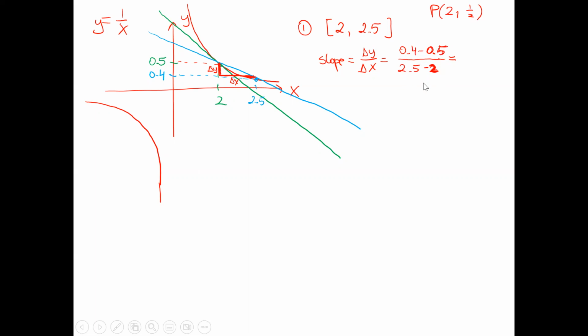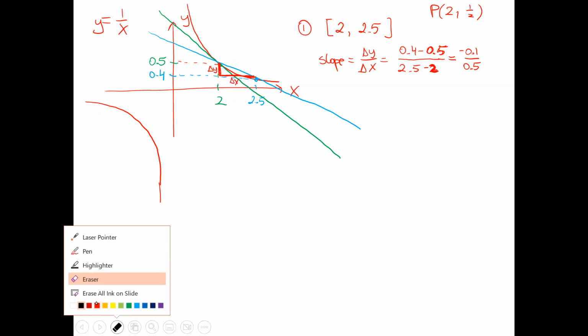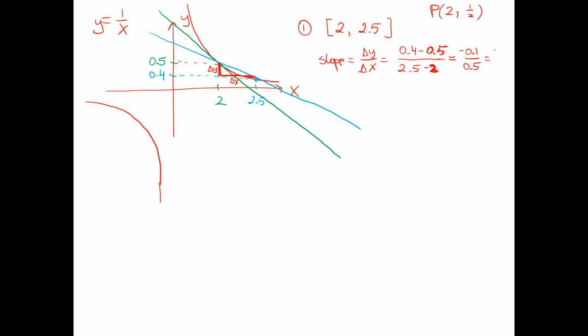These values are actually not bad: 0.1 over 0.5, which is -1/5, giving us -0.2. 1/5 is 0.2, of course negative. So we have the first slope, the blue line.